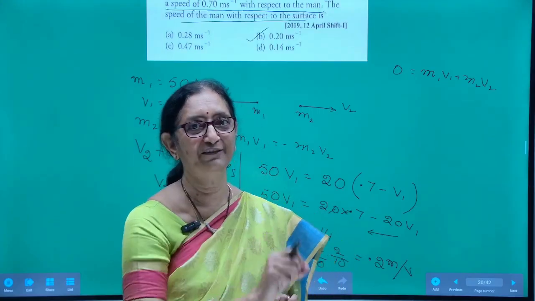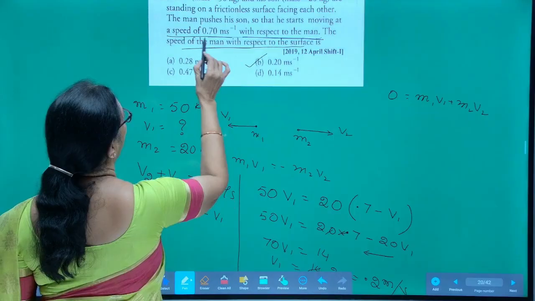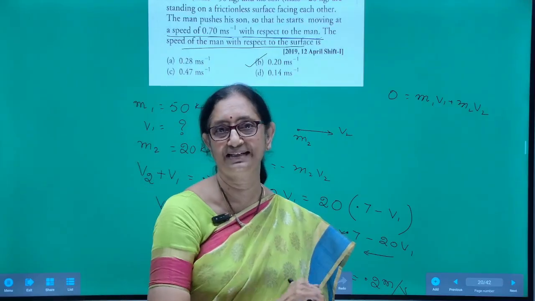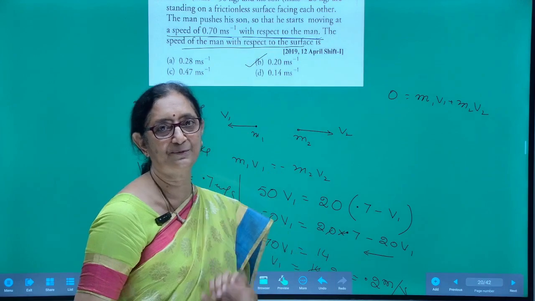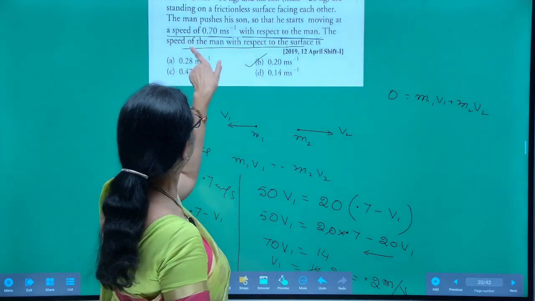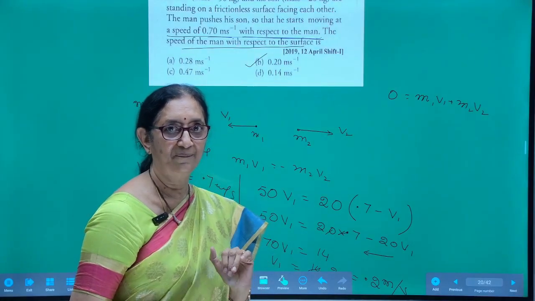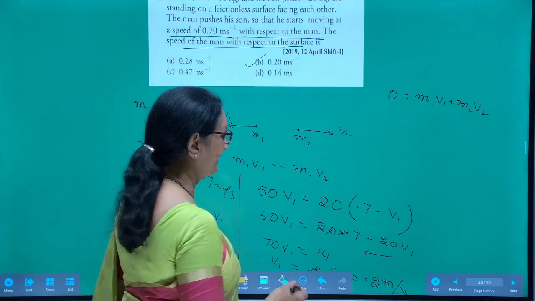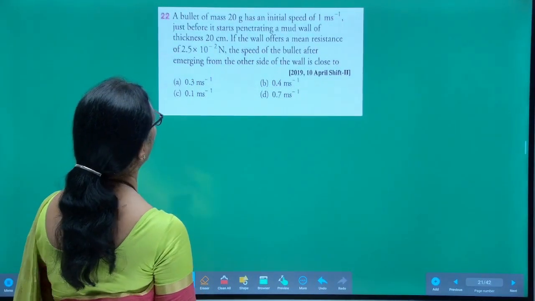So, the beauty of the problem is you have to carefully understand this. The speed of the boy with respect to the man is given, and that is the relative velocity of the boy with respect to man. But you are supposed to find the speed of the man with respect to the ground. You are supposed to find the absolute velocity of the man. Okay, let's move on to the next problem.